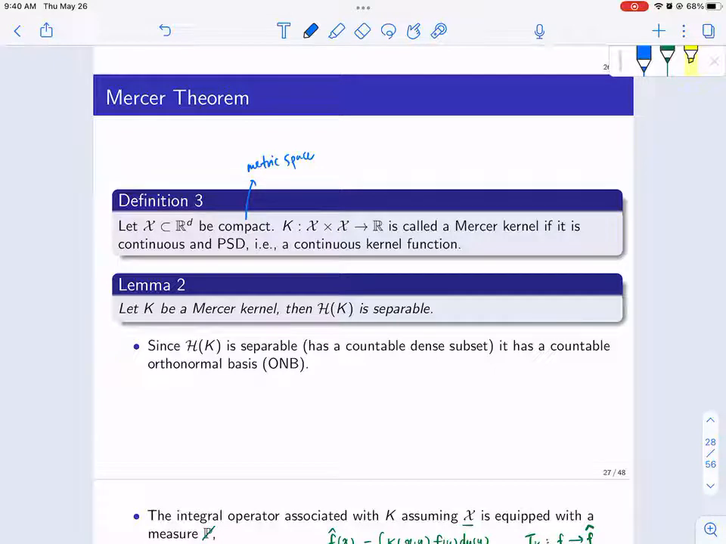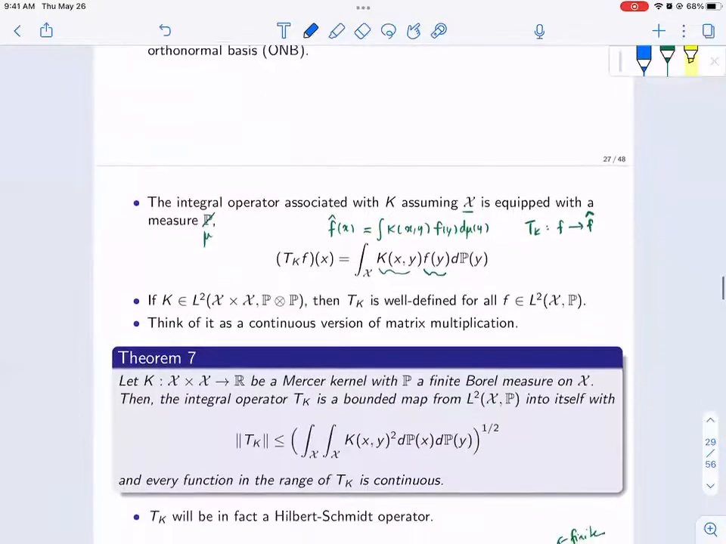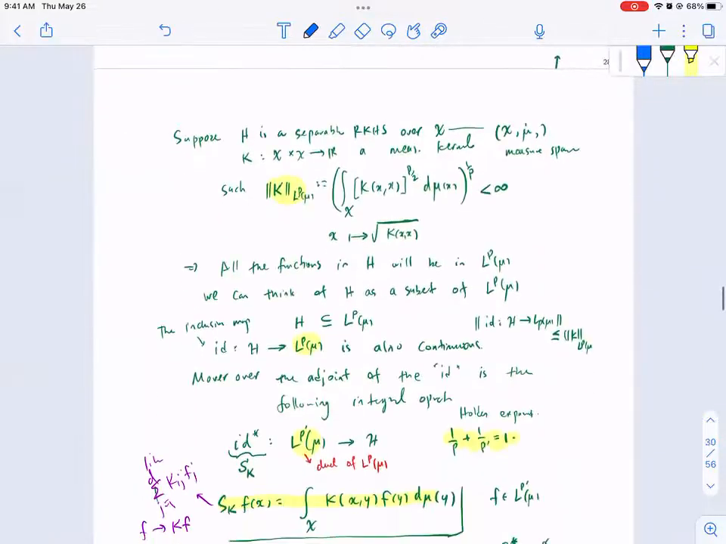Then for these kernels, like the RKHSs, we know a lot. So for example, we know that the RKHS has to be separable. It has a countable orthonormal basis, for example. And we wanted to find a good orthonormal basis. We started with some more refined discussion. I'm not going to go over this again, but if, for example, the kernel is in L^p, then the RKHS is embedded in L^p continuously.